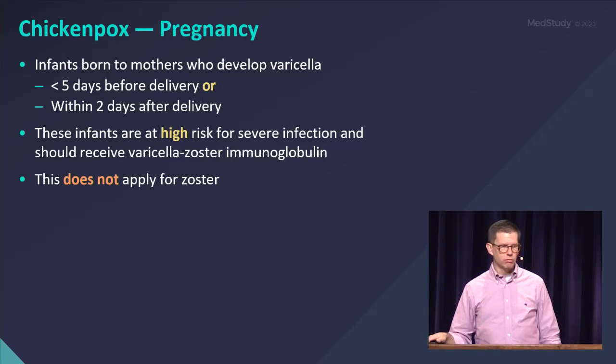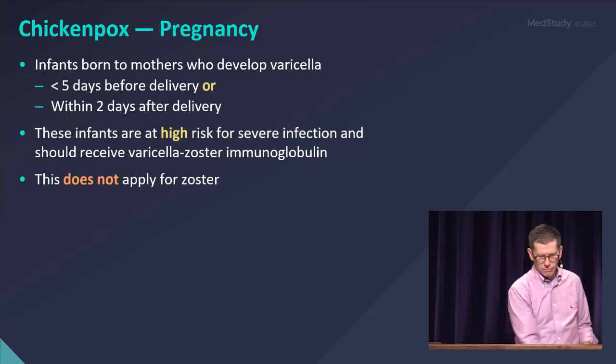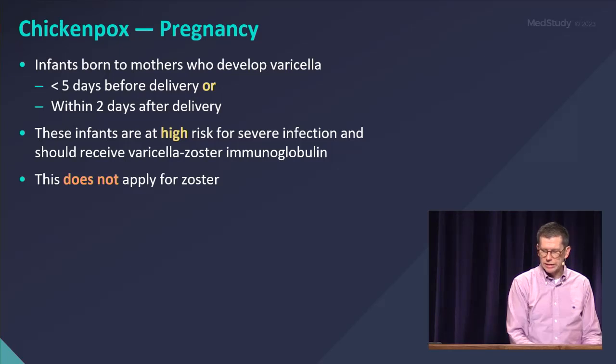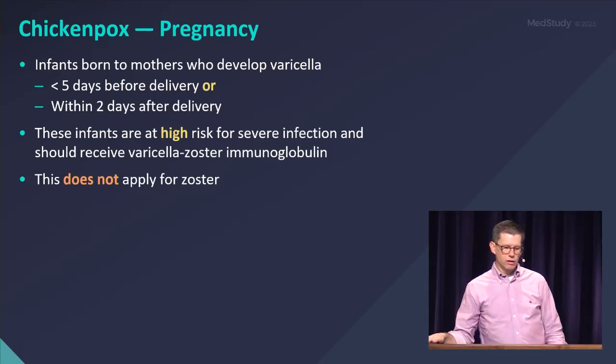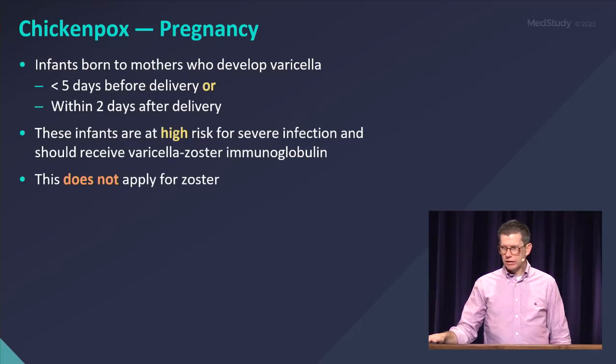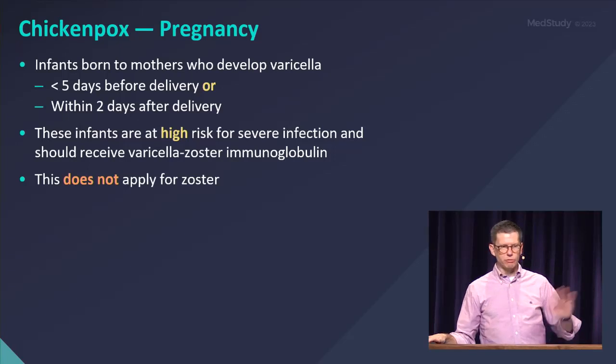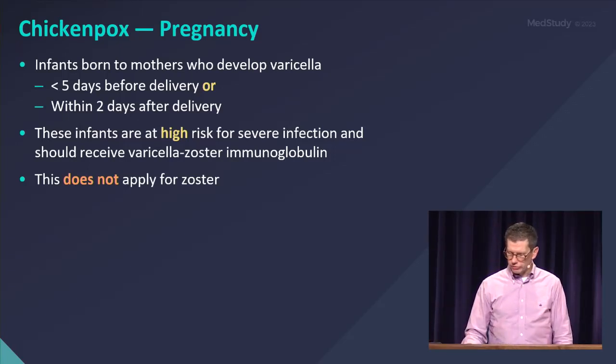The risk you get concerned about are infants born to mothers who develop varicella less than 5 days before delivery or within 2 days after the delivery. So when we think about varicella, you think about V, the Roman numeral 5, so 5 days before delivery, and then the 2 L's are Roman numerals 1 and 1, so 5 days before, 2 days after delivery. And these are the kids who are at higher risk for severe infection.